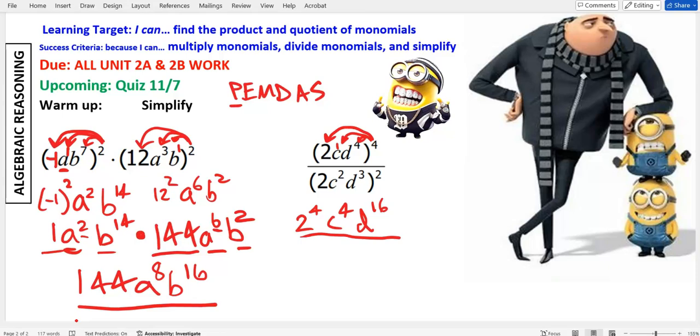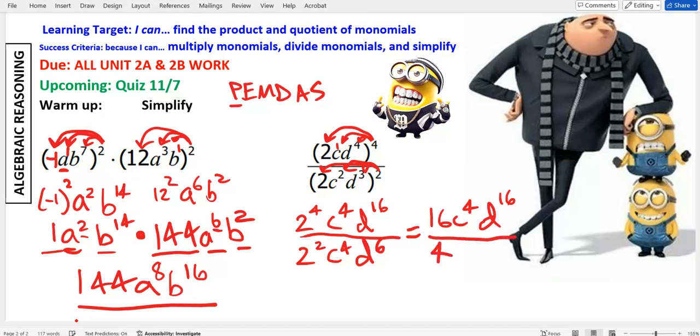Now, we already said 2 to the 4 is 16. C to the 4th, d to the 16. Now, on the bottom, the 2 is going to be squared. What's 2 squared? 2 times 2, 4, right? Okay, the 2 times this 2 is c to the 4. 2 times this 3 is d to the 6. We just said 2 squared is 2 times 2 is 4. C to the 4, d to the 6.